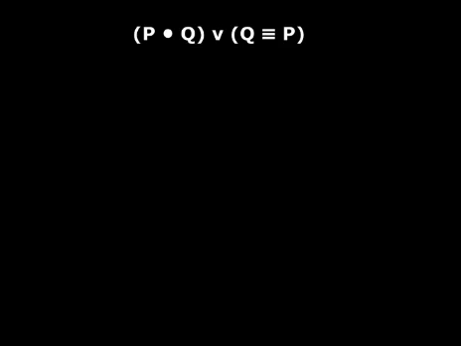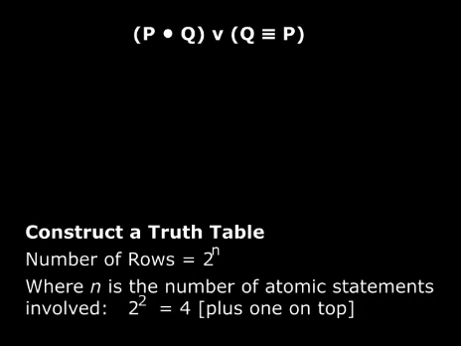Take our compound statement like this. It's a disjunction, P and Q, or Q if and only if P. We're going to construct a grid now, and we need to know how many rows and how many columns to make on that grid. First up, the number of rows. The number of rows we're going to need is 2 to the n power, where n is the number of atomic statements involved in our compound statement.